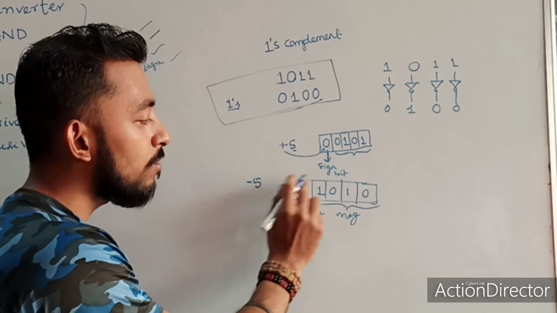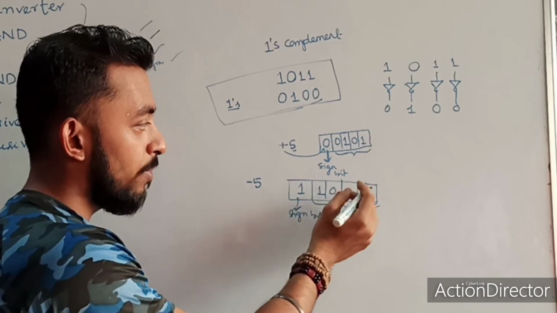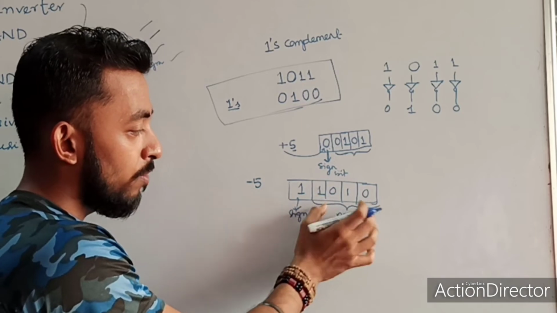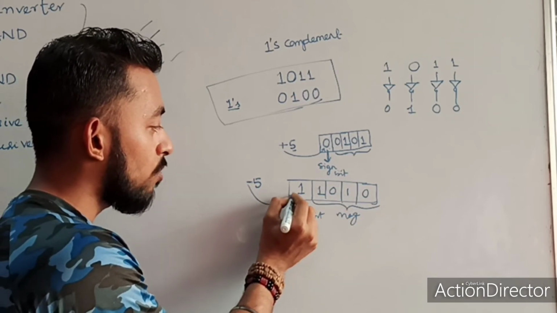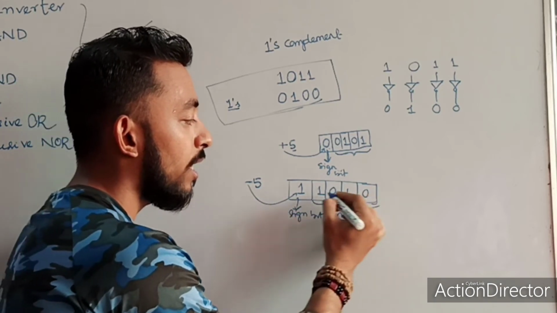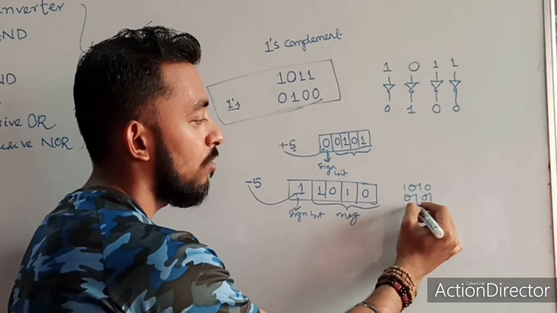So how can I know whether this is minus 5 or not? Since it is a 4-bit representation, the bit before these 4 bits is coming as 1. Since this is 1, this value is negative. This 1 indicates that it is a negative number. And since it is a negative number, I am going to take the ones complement of this, 1010, and I will get 0101, which is nothing but 5.